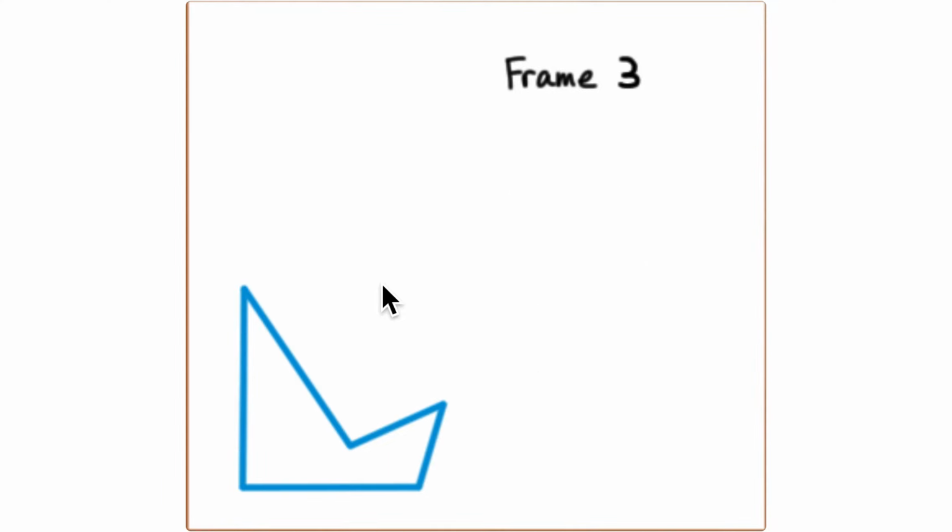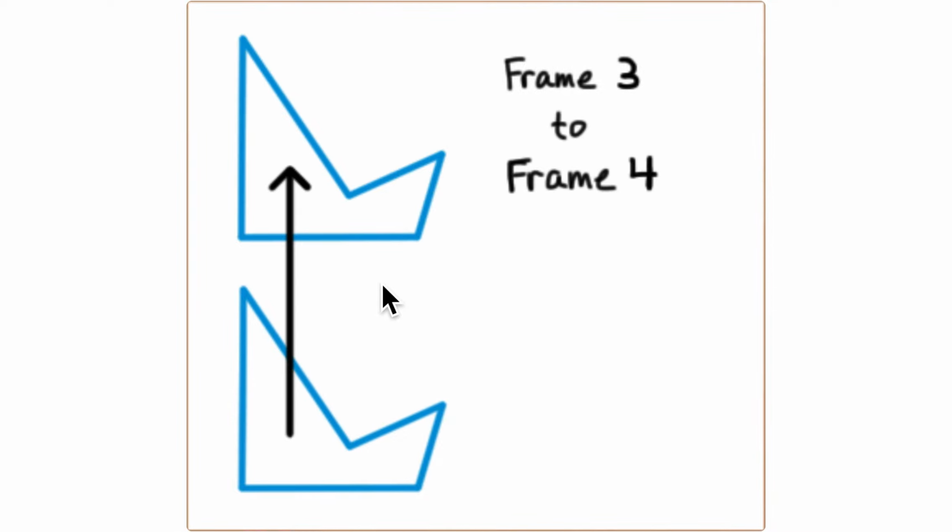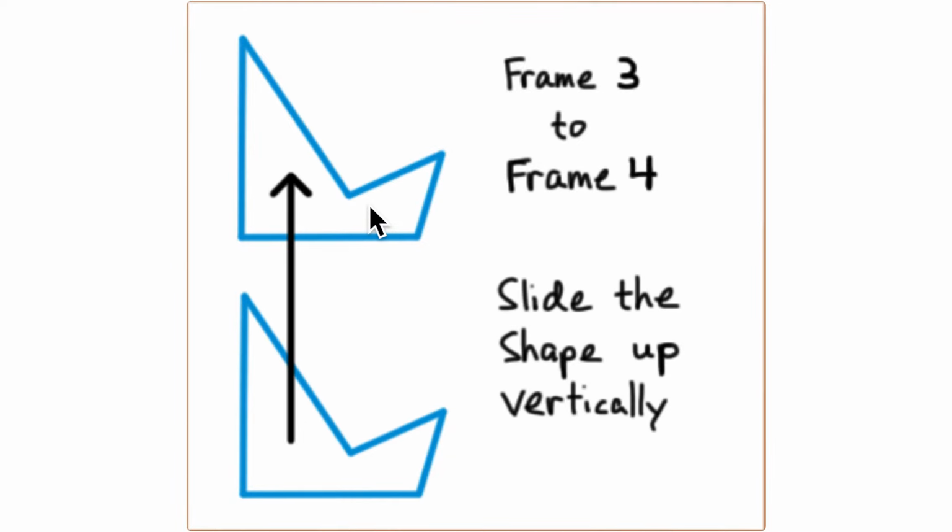And then frame 3 to frame 4 is that shape. How does it get in this space right here? It moves up vertically. So slide the shape up vertically. We're going to come up with a different word for slide in a moment. The word for rotation that they've been using in these beginning lessons is to turn. You don't really quite use the word rotate yet, but I threw it in there anyway.